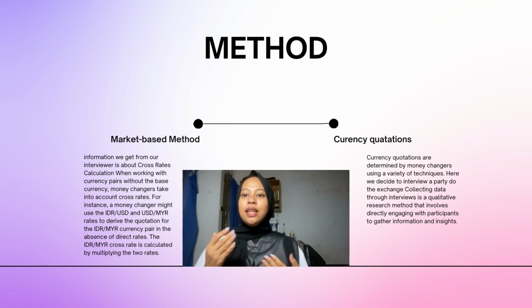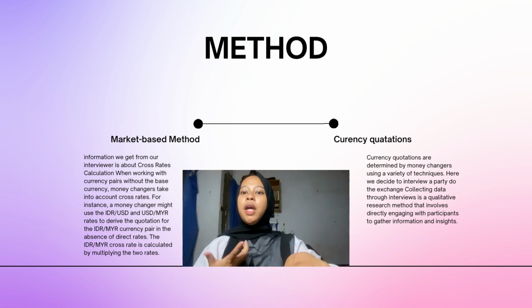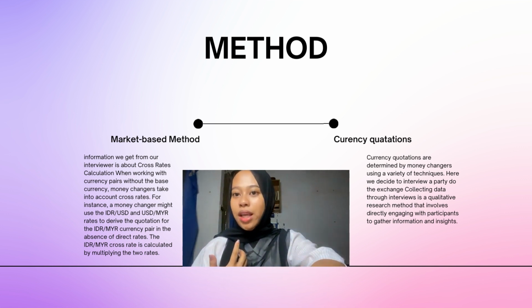A money changer takes into account cross rates. For instance, a money changer first converts from Indonesian rupiah to USD. After that, from USD to Malaysian ringgit, to derive the rate for Indonesian rupiah to Malaysian ringgit when the currency pair is absent and there are no direct rates. The Indonesian rupiah to Malaysian ringgit cross rate is calculated by multiplying the two rates.